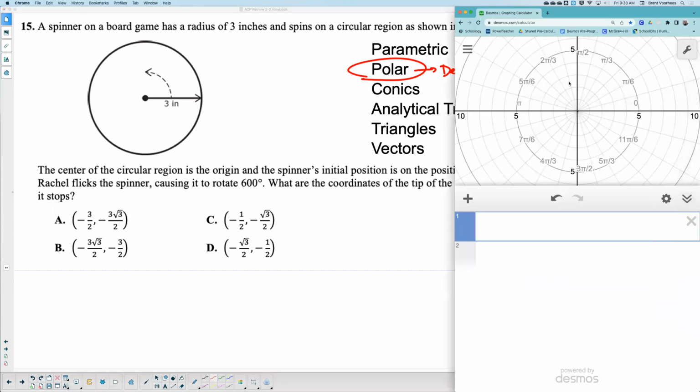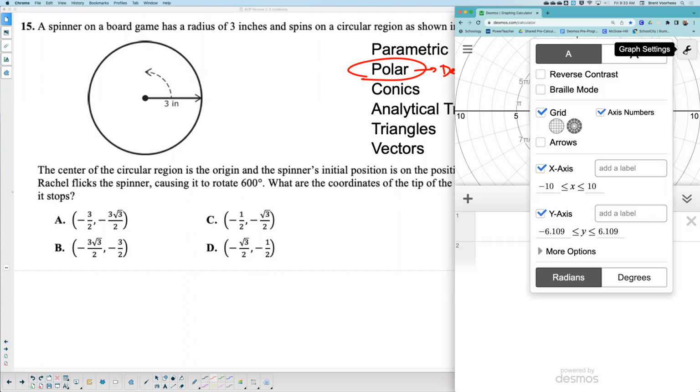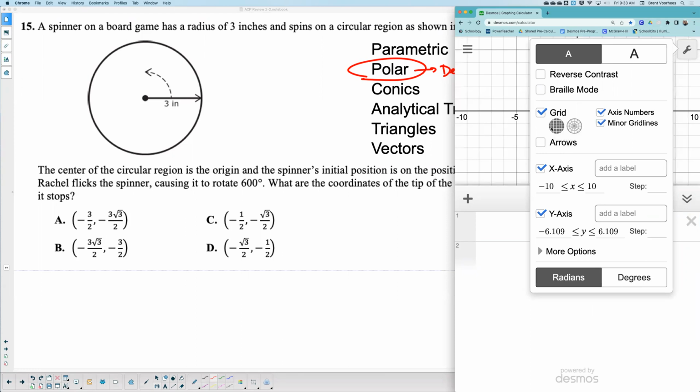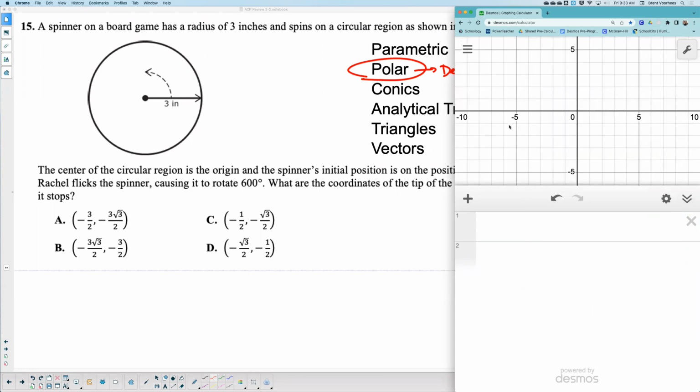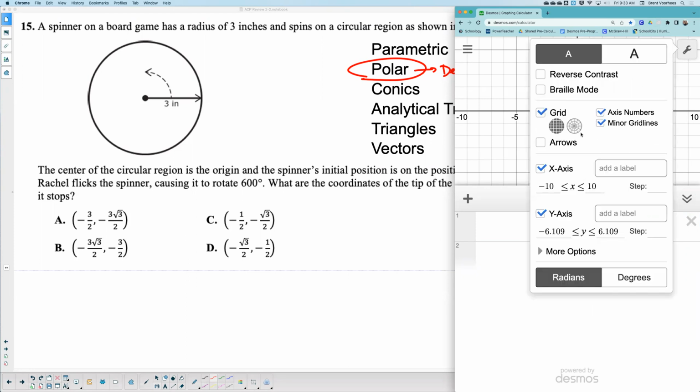So I already have mine in from last time. When you load it today, brand new, you're going to see it this way, rectangles. How do you get it to polar grid again? That's the key to Desmos. You need to change it to the polar grid. Wrench, grid. The one that looks like a spider web is polar.